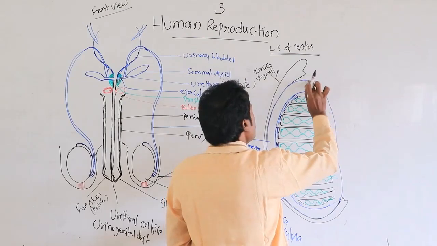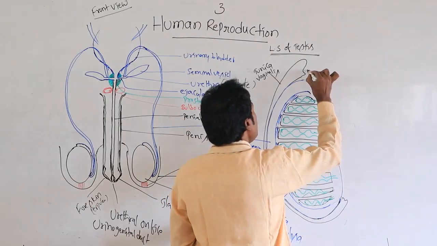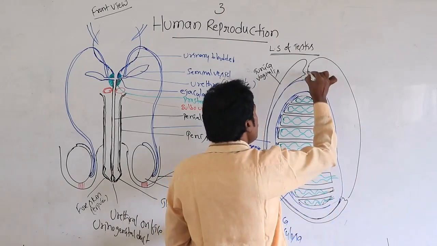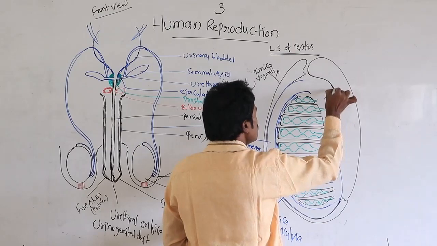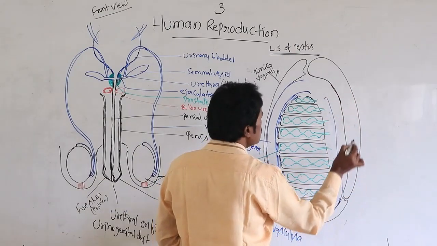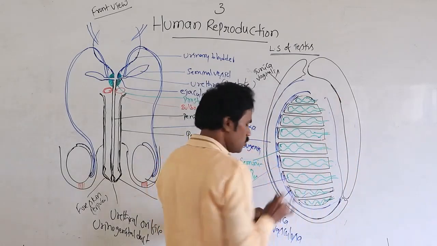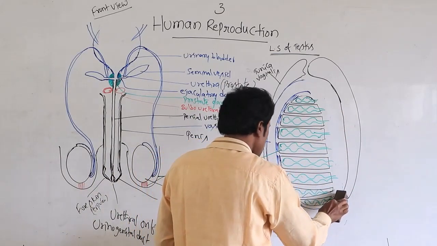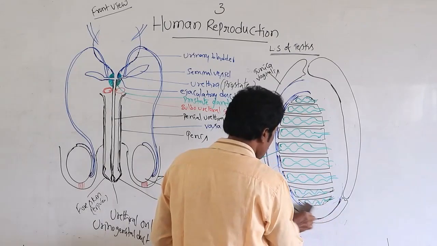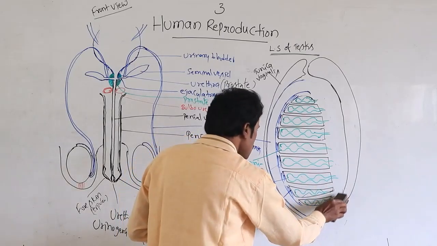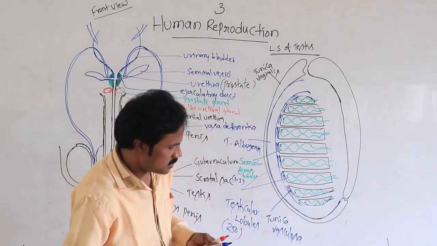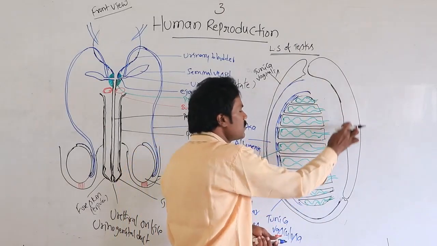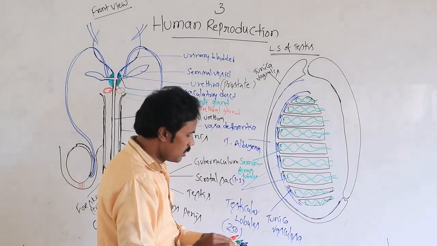Then related to the epididymis. This is the epididymis. This particular part represents what we call the epididymis. The anterior part is the caput, the middle part is the corpus, and the posterior part is the cauda. Like this the parts are present.